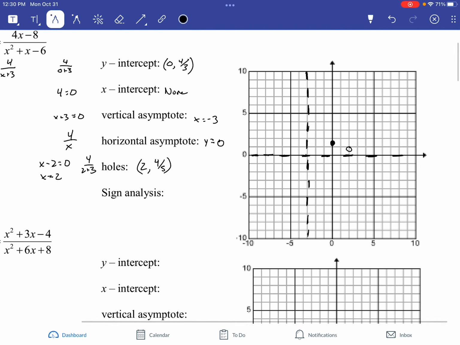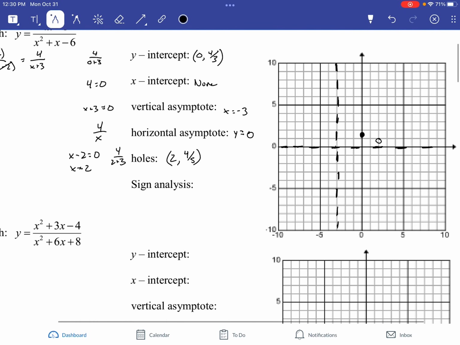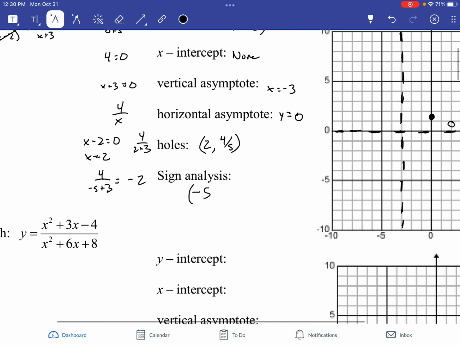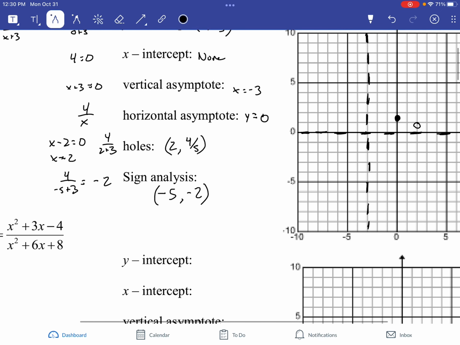And then our sign analysis. In this case, we do need a sign analysis because we don't have any information to the left of the vertical asymptote. So I'm going to use negative 5 as our value. Put negative 5 in for the x term. If we do that, we're going to get 4 over negative 5 plus 3, which gives us negative 2. So our point would be negative 5 comma negative 2, which is right there. And now we have points on either side of the vertical asymptote.